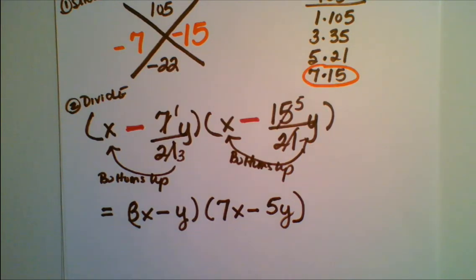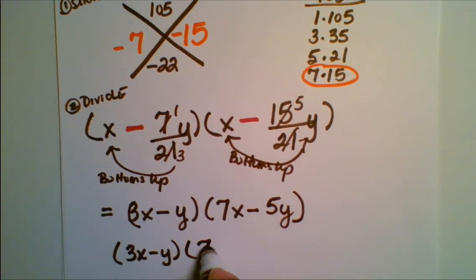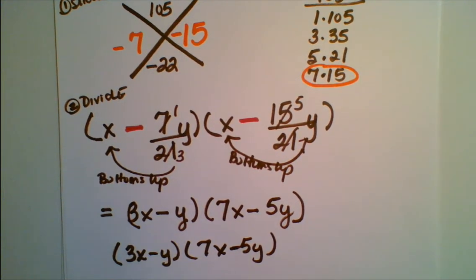3x, that is a 3. This can be written a little bit better. That's 3x minus y times 7x minus 5y, just in case you didn't understand that was a 3. Okay.